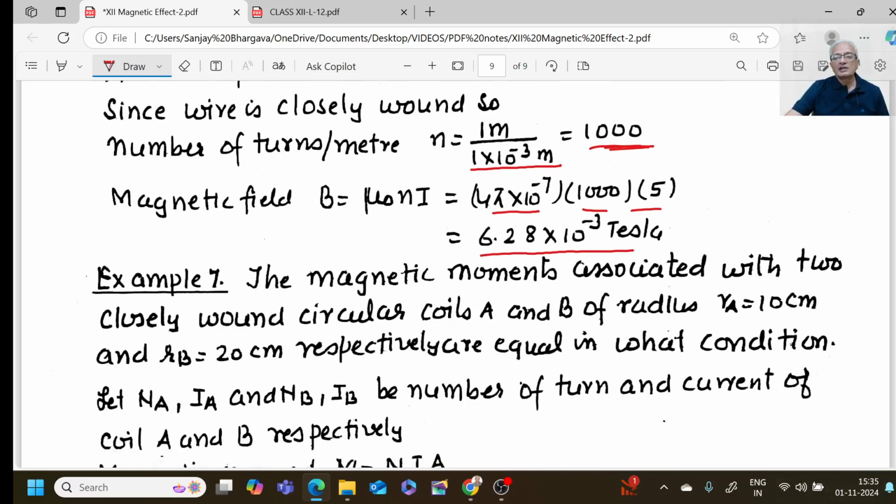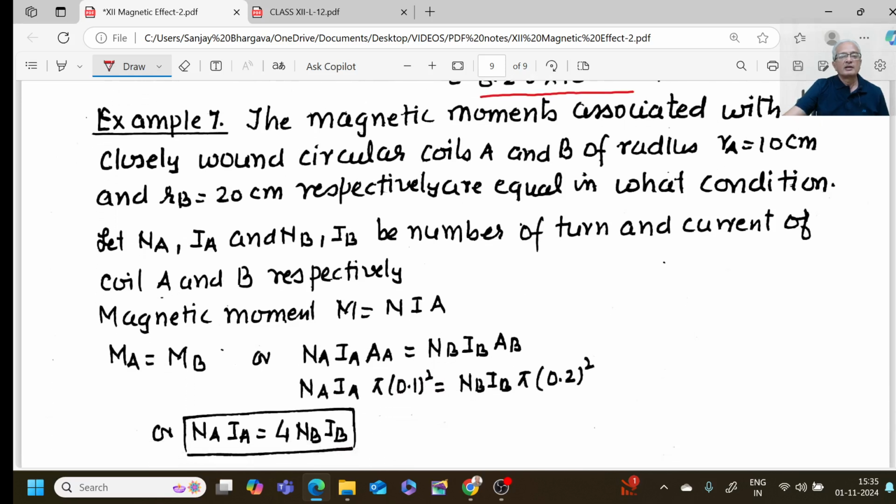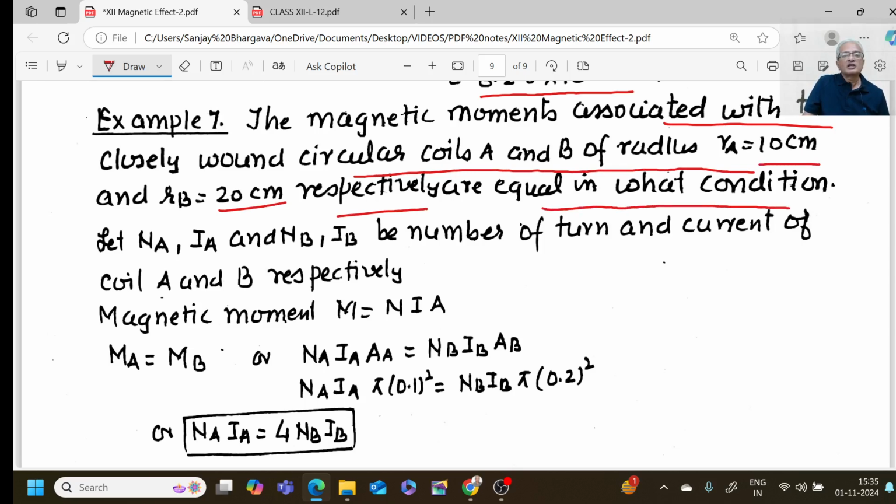Then the last example here, 7. The magnetic moments associated with the two closely wound circular coils A and B of radii Ra equals 10 cm and Rb 20 cm respectively are equal in what condition? So what we select is number of turns in coil A, Na, current in coil A, Ia, number of turns in coil B, Nb, and current in coil B, Ib.